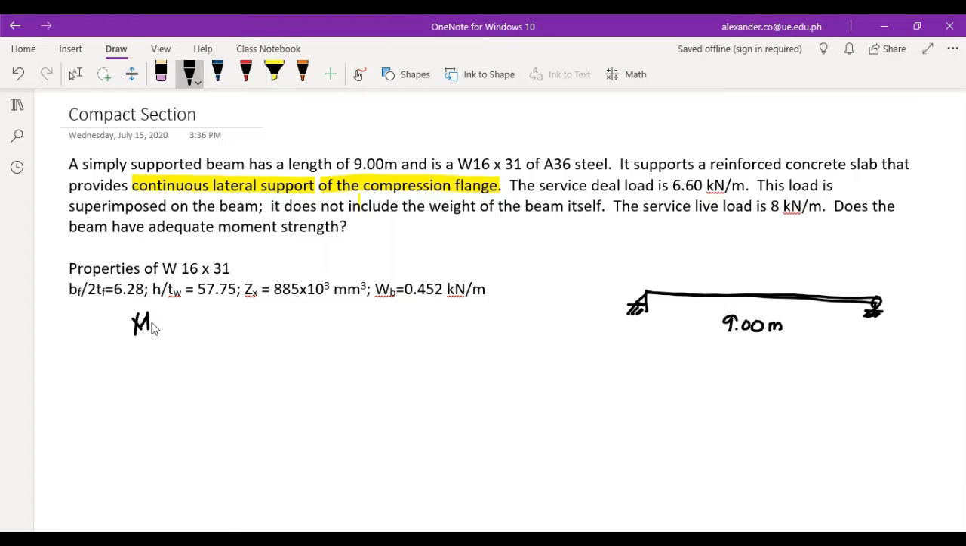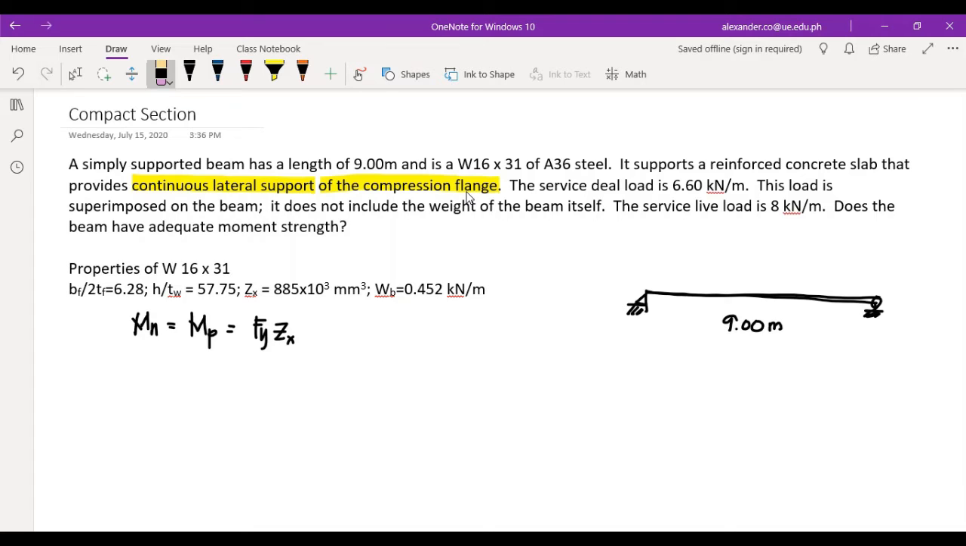So, automatic ka agad pag ganyan. M sub n, pag ganyan nakita nyo, automatic yan. The nominal moment is automatic M sub p, plastic moment, which is equal to what? Yes, no? It's Fy times the plastic section modulus. Hindi na Sx, Zx na. Automatic yan basta pag nakita nyo ganyan, ha? Basta lateral support dun sa compression flange. Baka may magbigay ng trick question eh. Lateral support, continuous lateral support sa tension flange? Wala yun. Kasi nagbabuckling lang ang column or ang beam, sorry, dun sa compression side.